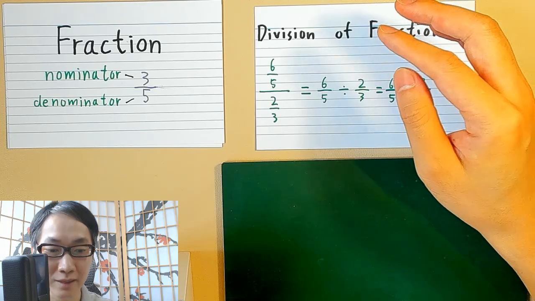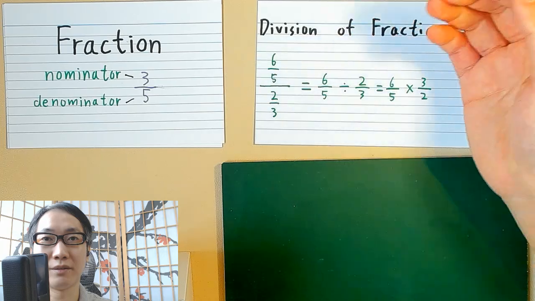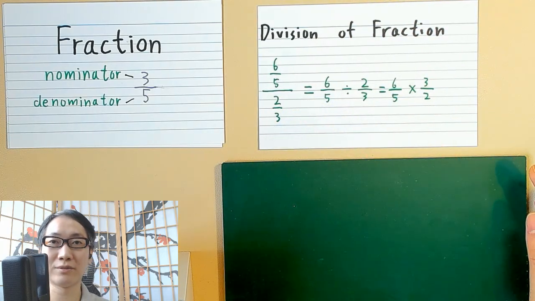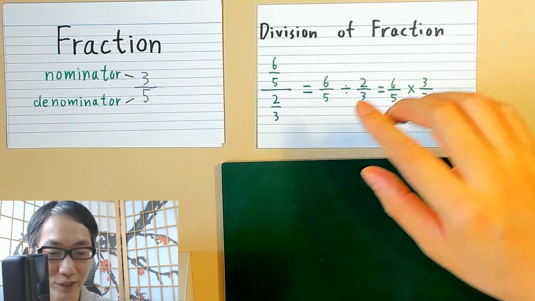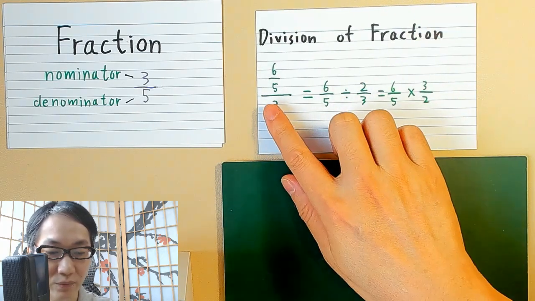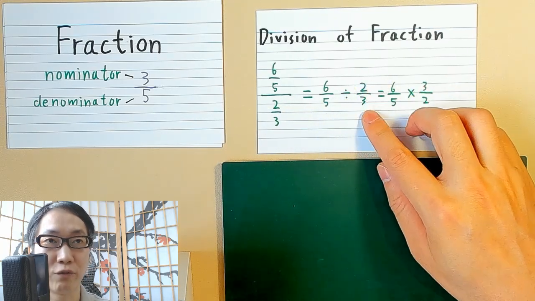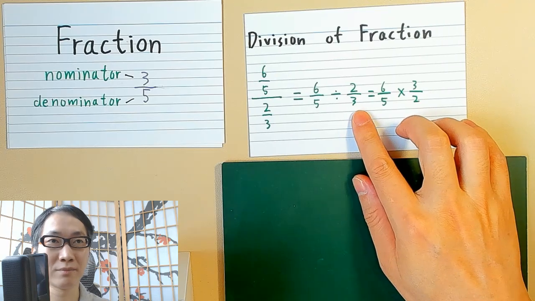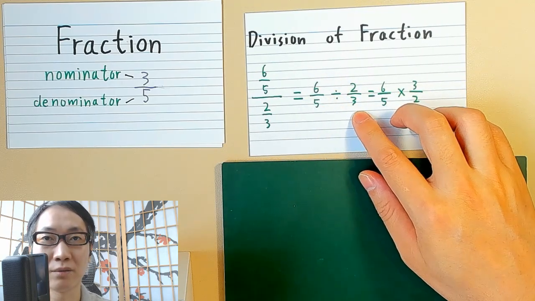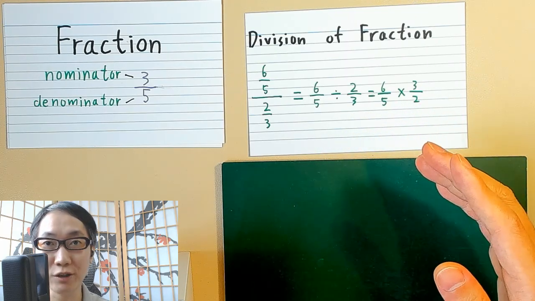Okay, so how do we solve this? Remember, a fraction is the same as division. The fraction line is actually a division. So we can rewrite this as 6/5 divided by 2/3. But then, how do we proceed? We're dividing by less than 1. How do we separate something into 2/3 equal portion?